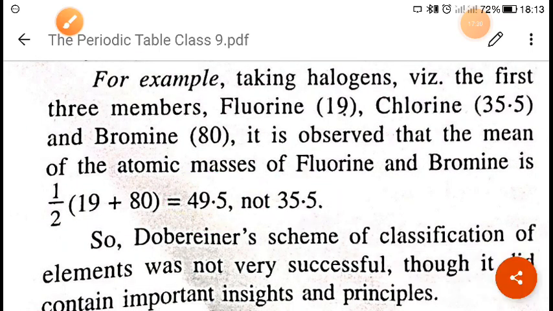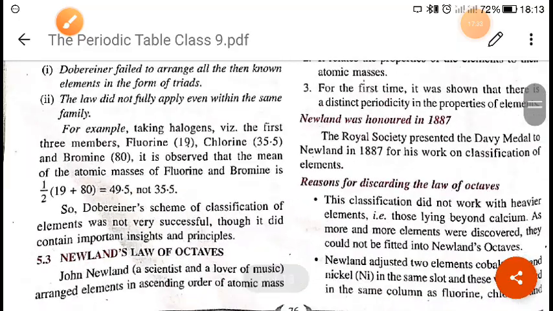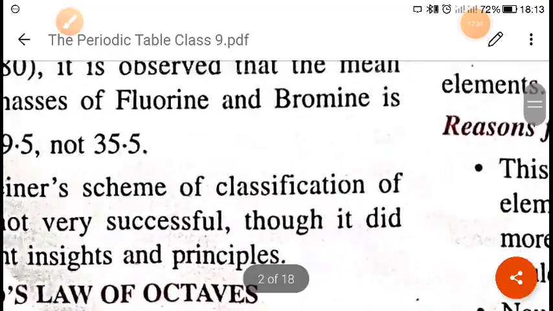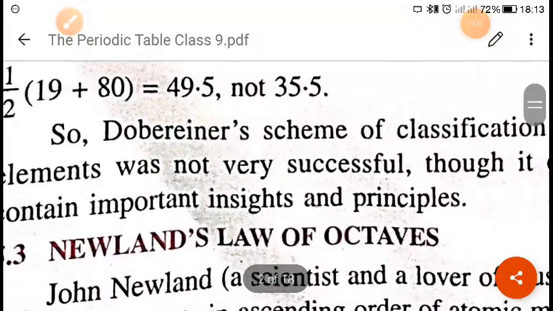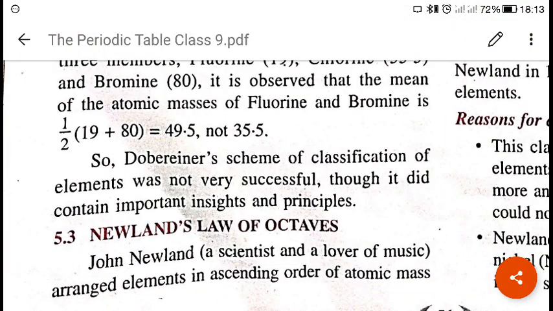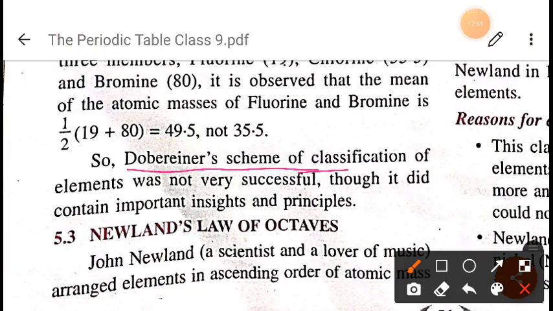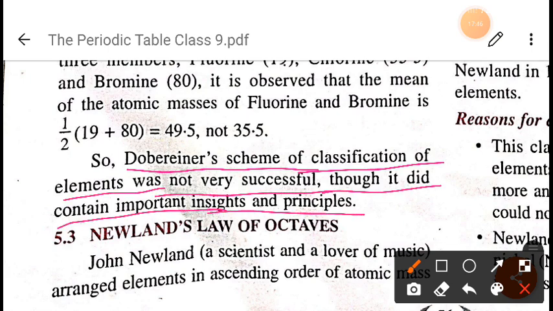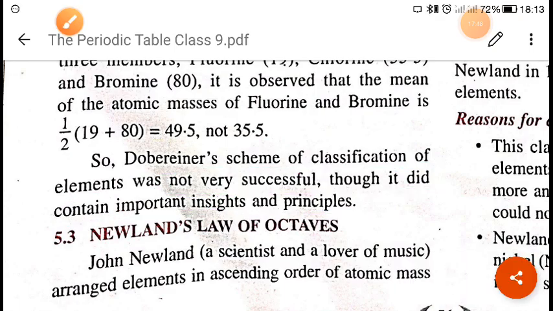So this was one of the drawbacks of Döbereiner's classification. We can say that Döbereiner's scheme of classification of elements was not successful, though it did contain important ideas and principles. I hope you have understood this, right?